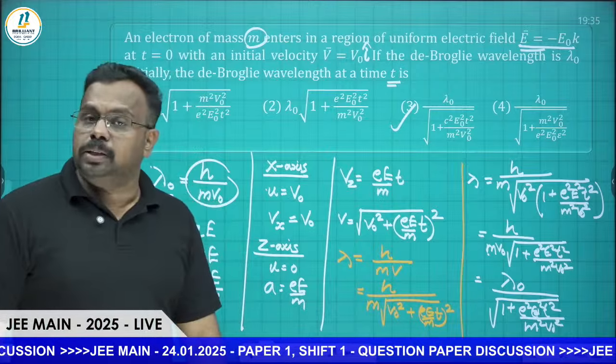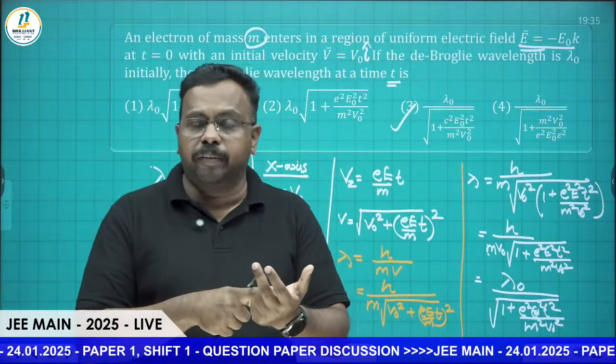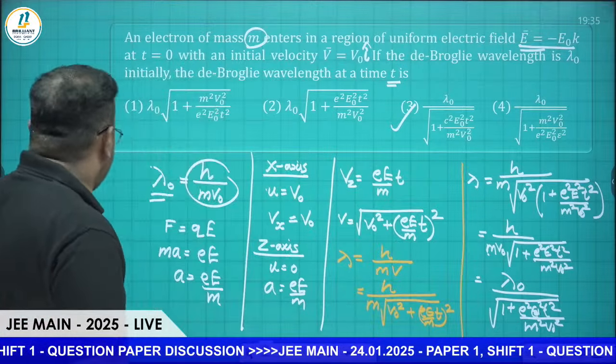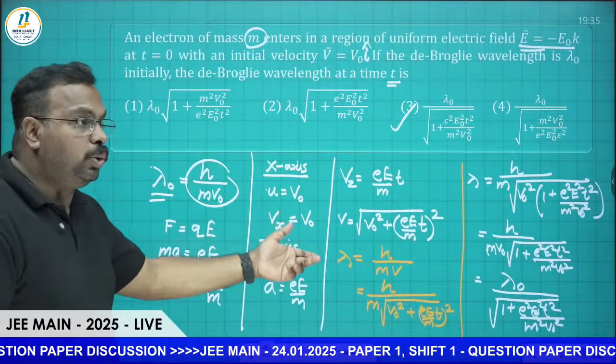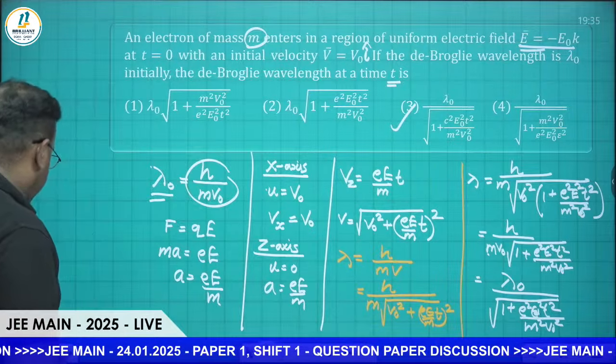I think it's clear. Please note that they are combining the concepts. Equations of motion is there, de Broglie wavelength concept is there, electrostatics, the force and field concept, everything is there. And vector sum also is there because there are two different directions. Let's go to the next question. Question number 3.